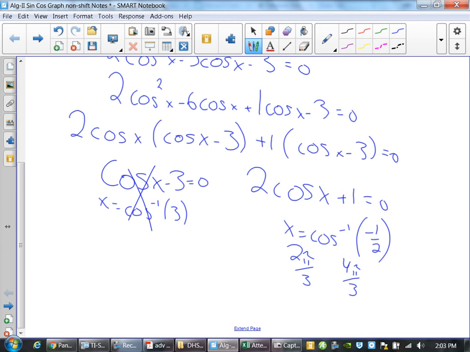Multiply by negative 1 on the whole thing to get the negative 2 cosine squared to be a positive 2 cosine squared. I basically moved it all to the right side and just kept the 0. Just flip-flop it around. That's all.